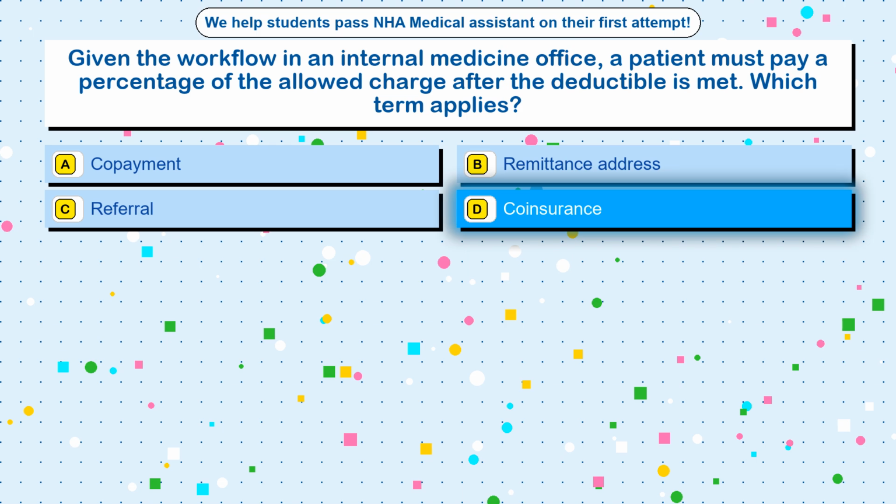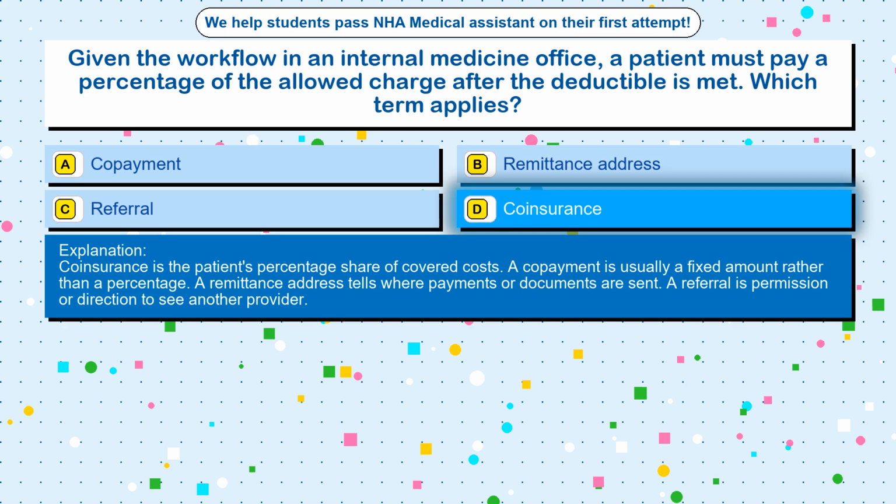Coinsurance. Coinsurance is the patient's percentage share of covered costs. A copayment is usually a fixed amount rather than a percentage. A remittance address tells where payments or documents are sent. A referral is permission or direction to see another provider.